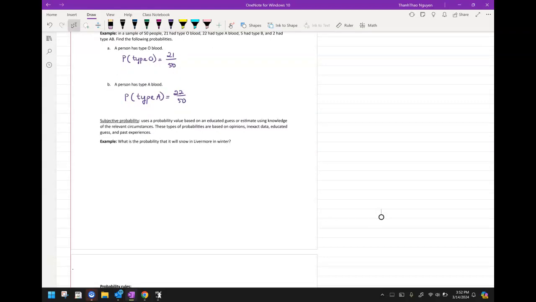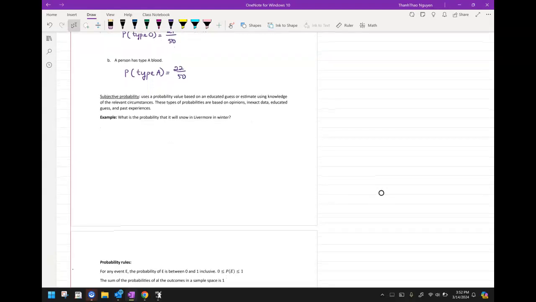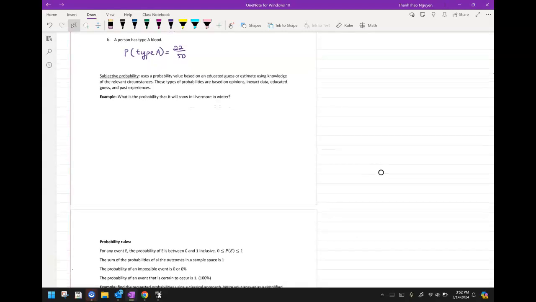Subjective probability uses a probability value based on an educated guess or estimate, using knowledge of the relevant circumstances. This type of probability is based on opinion, inexact data, or educated guess and past experience. So, for example, what is the probability that it will snow in Livermore in the winter? Livermore is close to Tracy, in the Bay Area. So the probability that it actually snows in Livermore is slim to none. So, very low.